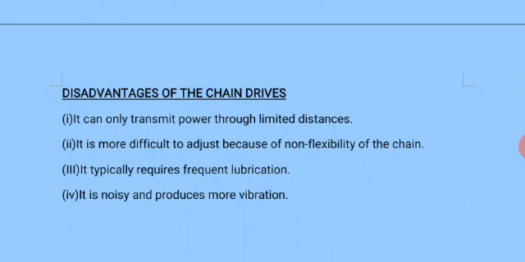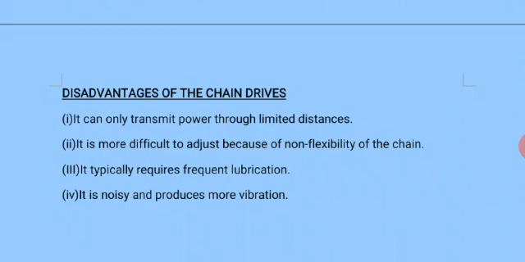Number 2, it is more difficult to adjust because of non-flexibility of the chain. That one is self-explanatory also. The belt can be easily adjusted, but the chain, because it is made of metal, we can experience some difficulties in adjusting it.